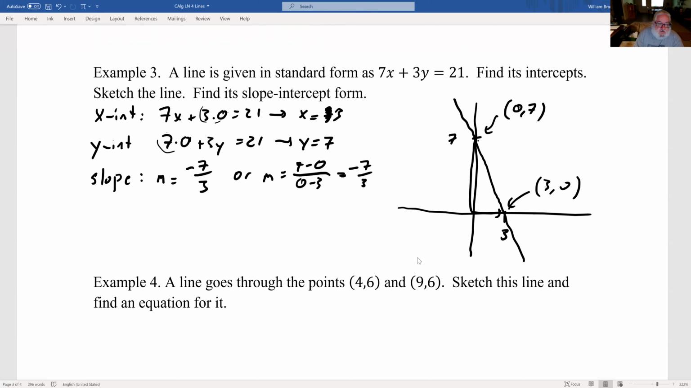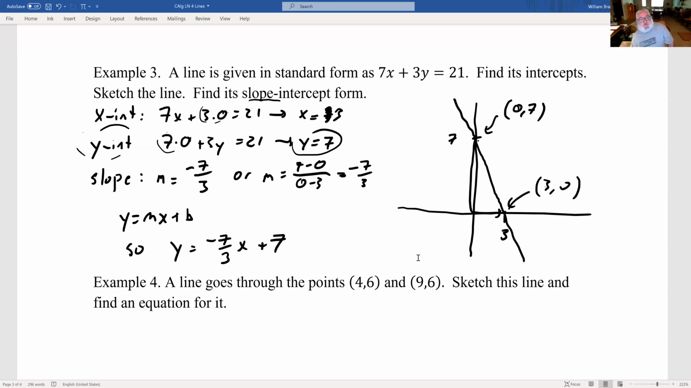So what's the slope-intercept form? That's y equals mx plus b. That's the slope-intercept form. So we know what the slope is. It's minus 7/3. And we actually know what the y-intercept is because we found the y-intercept. The y-intercept is 7. And so there's the slope-intercept form. So if you can find the intercepts, you can find the slope-intercept form of the equation pretty quickly.